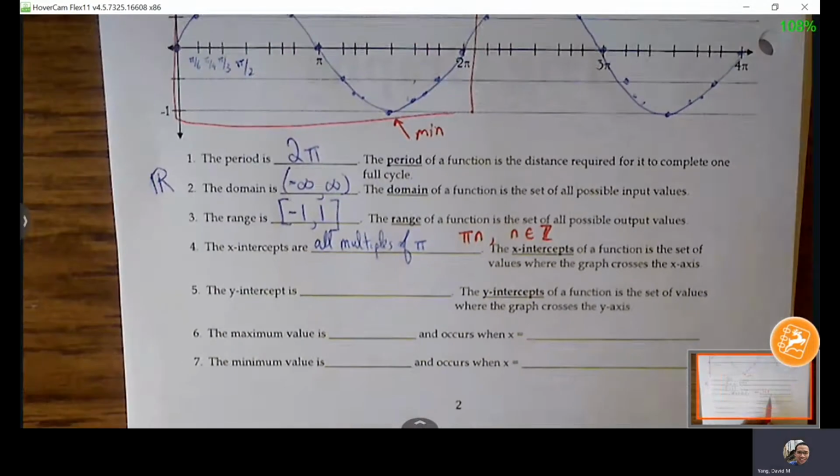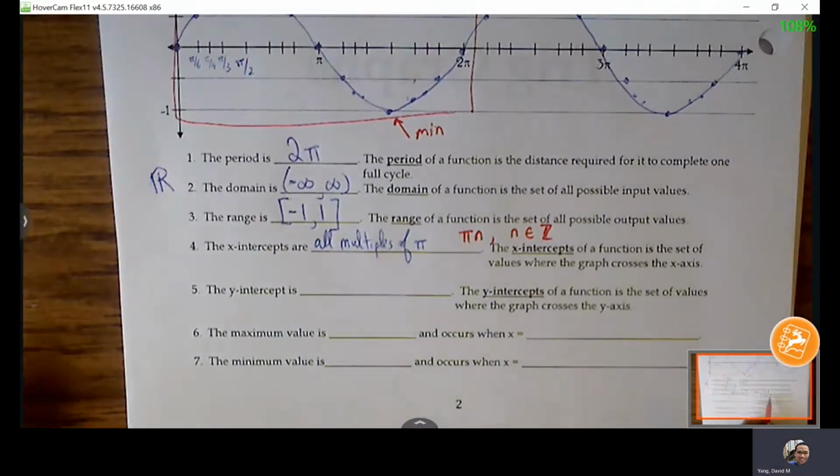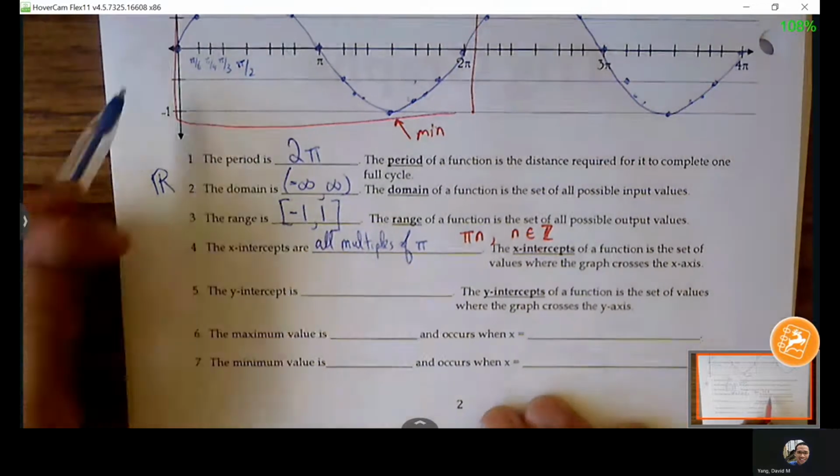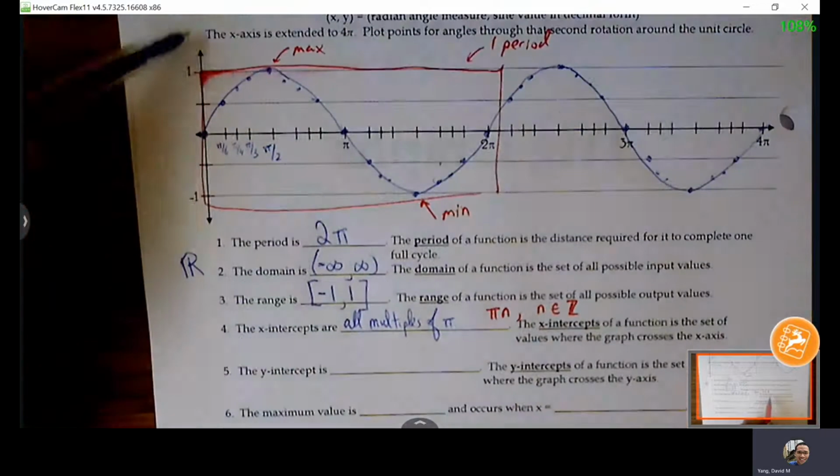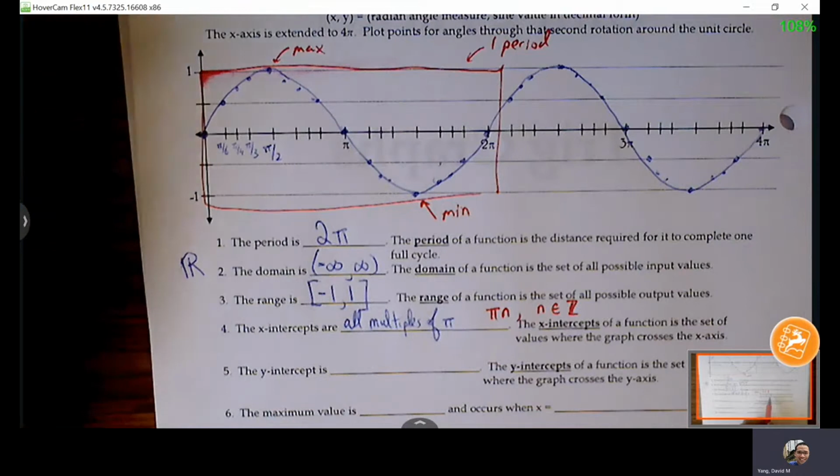All right, what about the y-intercept? Where do you see a y-intercept on our graph? Just 0, right? It doesn't touch the y-axis anywhere else except at 0.